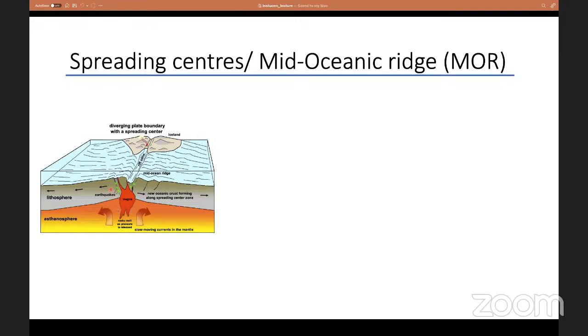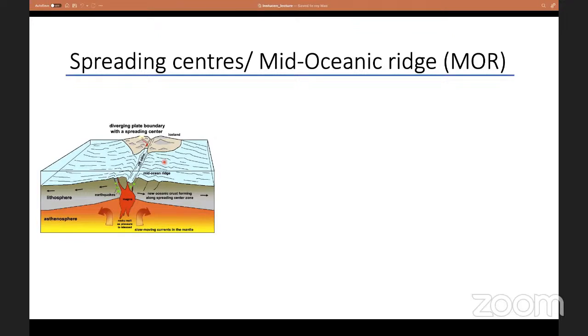And as you can see here, when you diverge, your plates move apart. You create a magma chamber, which feeds the seafloor and produces fresh rock. A classic example of this is Iceland. So Iceland is on a diverging plate boundary, and it forms part of what we term the mid-oceanic ridge, which is basically a divergent spreading center.